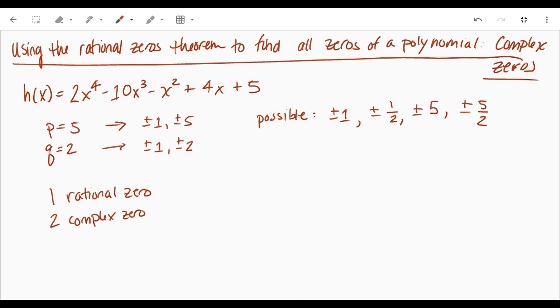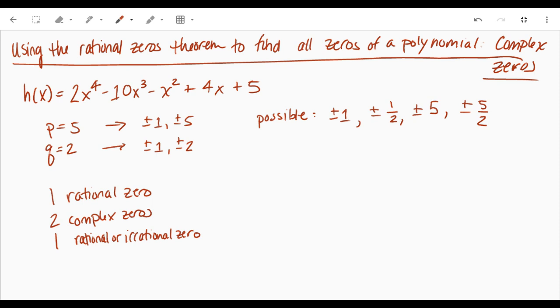So that means that we have another zero, and it could be rational or irrational, but it's not going to be complex because the complex come in pairs. So the third one will either be rational or irrational. I'm sorry, the fourth one will either be rational or irrational.